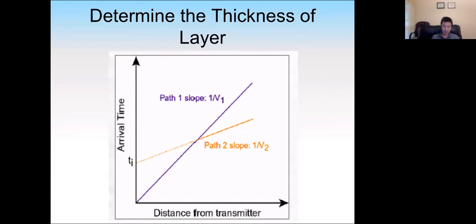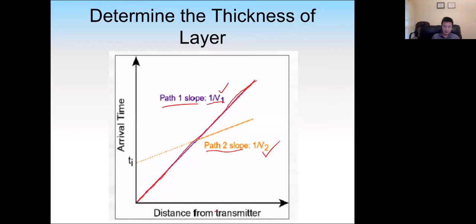Again, we plot two curves, one for path 1 and another for path 2, and the x-axis is distance to the transmitter. For path 1, it is very simple. We increase the distance between transmitter and receiver, so the curve will be linear, and the slope of that curve is 1 over v1. Based on that, we can calculate the velocity of the wave in material 1. And same thing, we can calculate the velocity of the wave in material 2, v2.